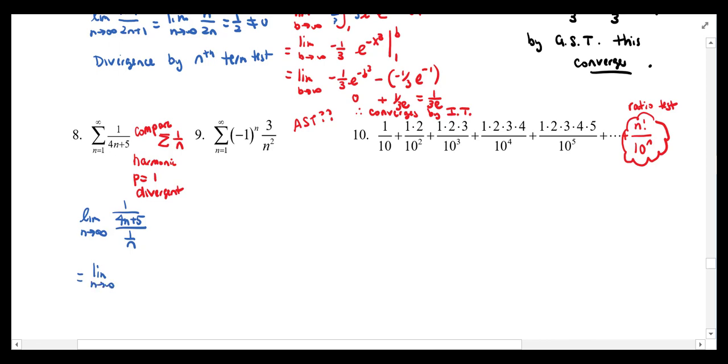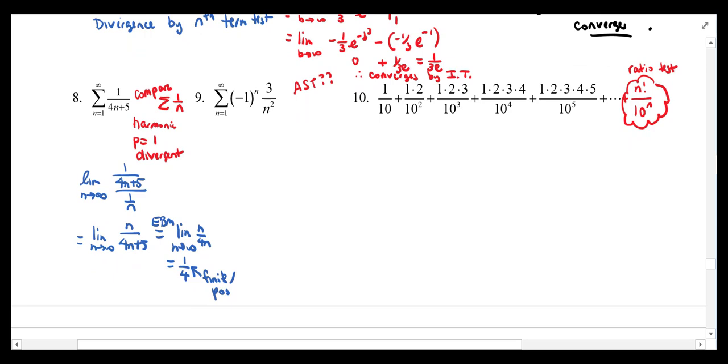What do I get here? n over 4n plus 5, n behavior model. So the limit as n approaches infinity of n over 4n actually just equals 1/4. That's right, finite and positive, so they follow the same idea. Therefore, the original series, n equals 1 to infinity of 1 over 4n plus 5, also diverges too. Okay.